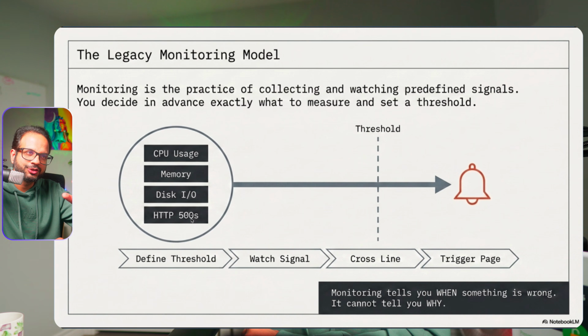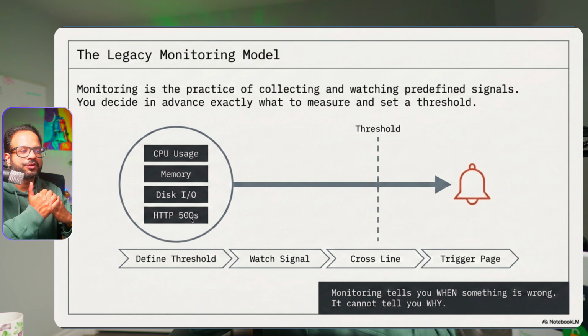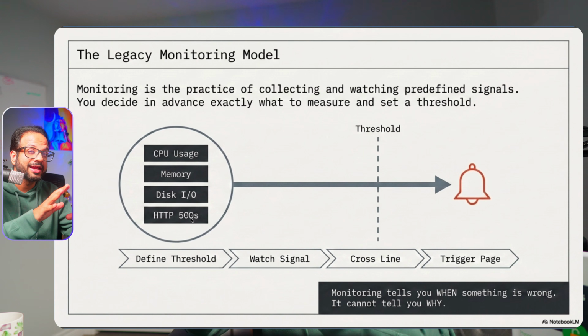Okay, so to reiterate, you define the threshold based on certain metrics, and then your monitoring tool watches for the signal. As soon as the threshold is reached, as soon as it crosses the line of the certain threshold, it will trigger the page or trigger the alert. But there is still something wrong. Monitoring tells you when something is wrong, but it cannot tell you why something is wrong. It provides you only half the information.